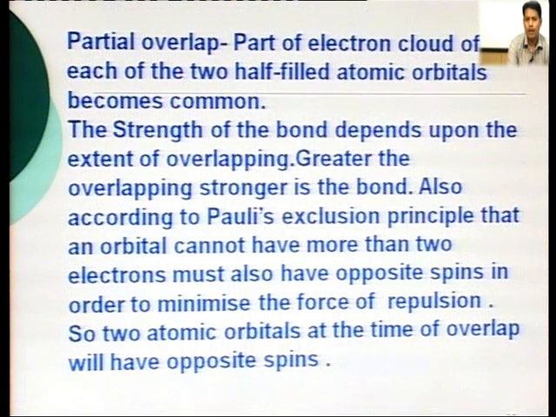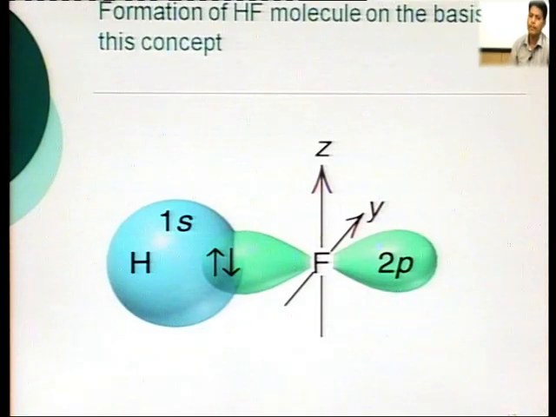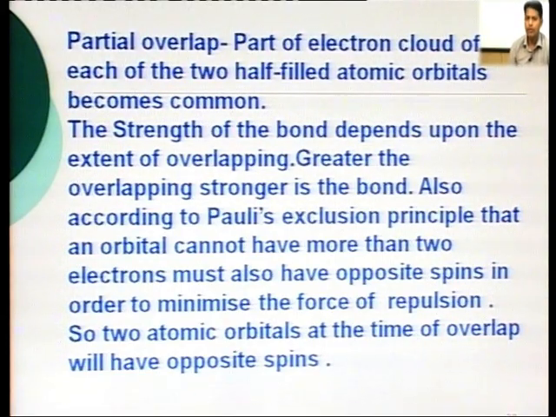Partial overlap: part of the electron cloud of each of the two half-filled atomic orbitals becomes common. So, what is partial overlap? Here partial overlap is shown. The strength of the bond depends upon the extent of overlapping. The more the overlapping, the stronger the bond. The less the overlapping, the weaker the bond. Greater the overlapping, stronger is the bond.